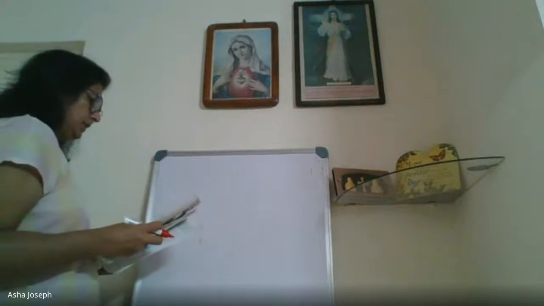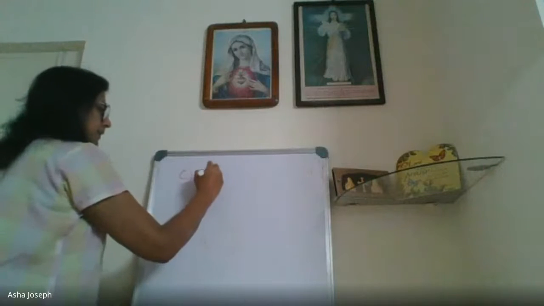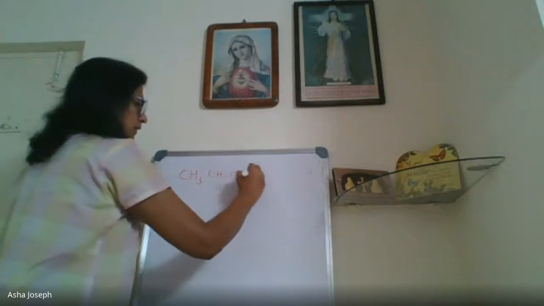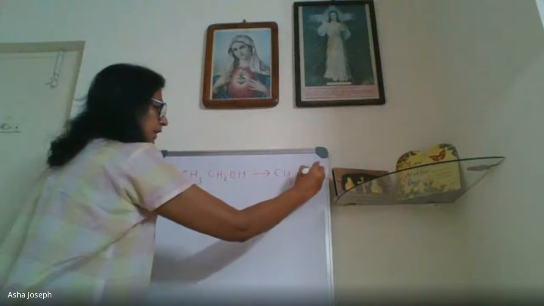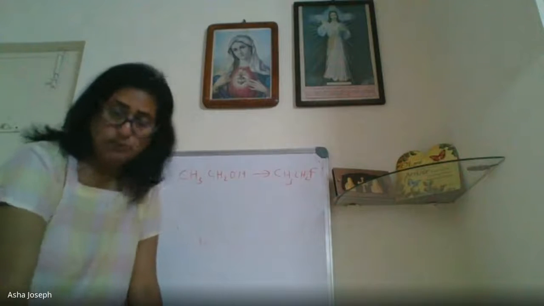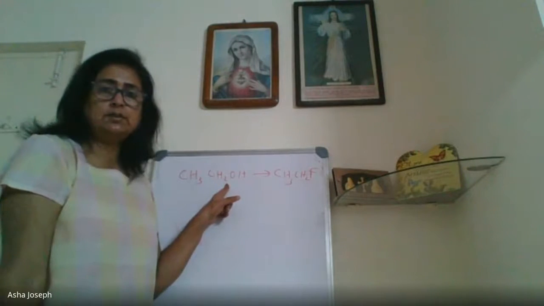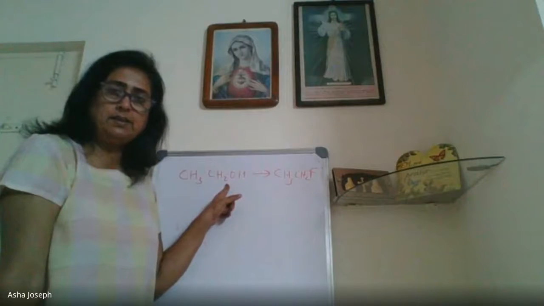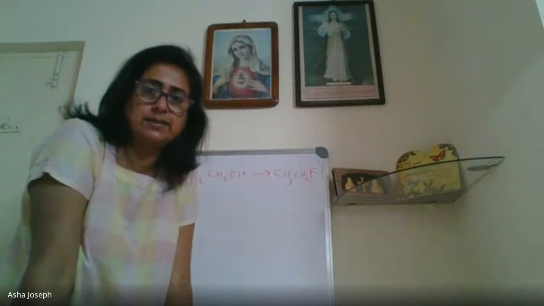Sixth one is ethanol to ethyl fluoride. This is easy. Ethanol to ethyl fluoride, CH3CH2F. You tell me first. How do we do this? Ethanol, you will convert it into chloroethane and then Schwarz reaction, isn't it? You have to convert it into a haloalkane and then Schwarz reaction.